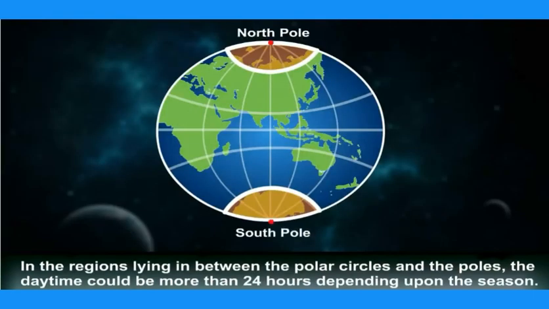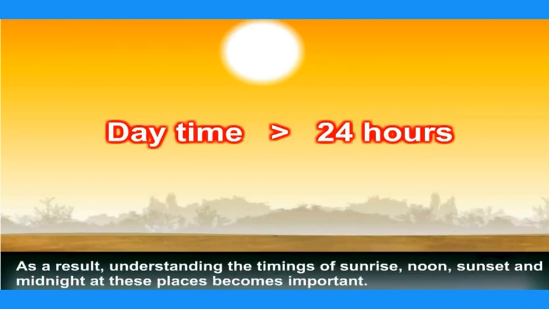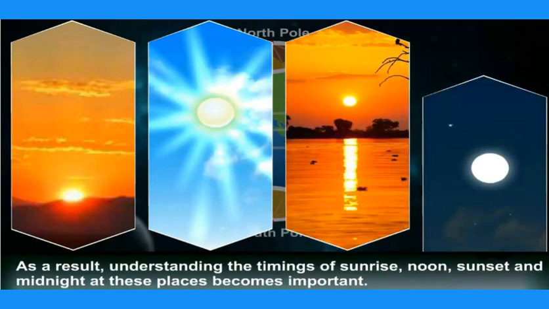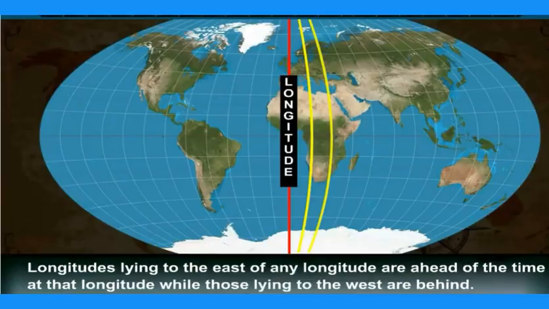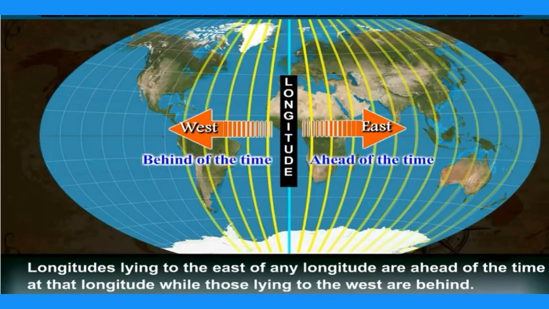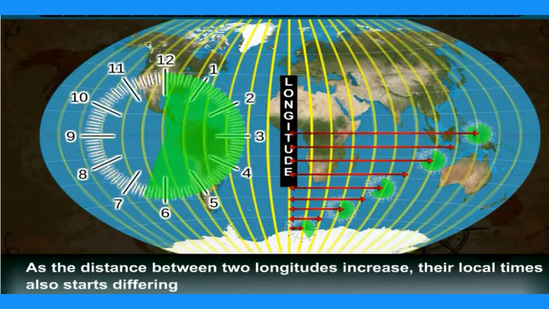In the regions lying in between the polar circles and the poles, the daytime could be more than 24 hours depending upon the season. As a result, understanding the timings of sunrise, noon, sunset and midnight at these places becomes important. Longitudes lying to the east of any longitude are ahead of the time of that longitude, while those lying to the west are behind. As the distance between two longitudes increases, the local time also starts differing.